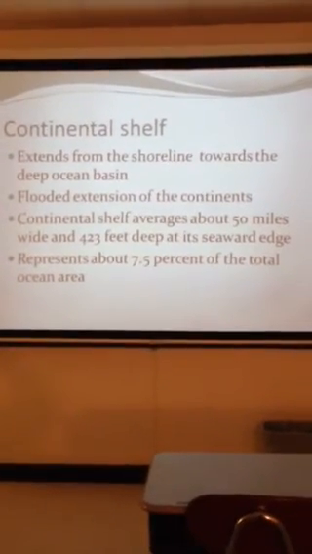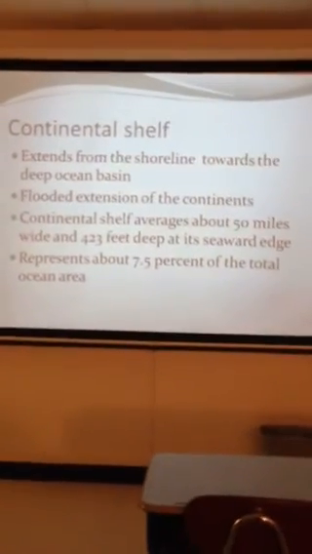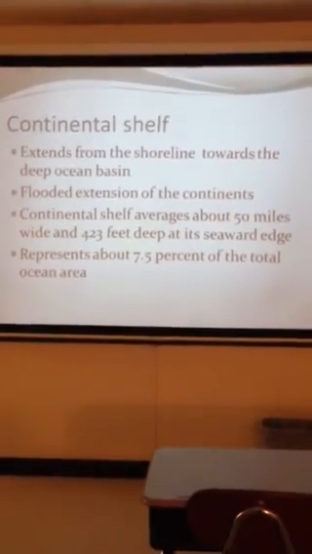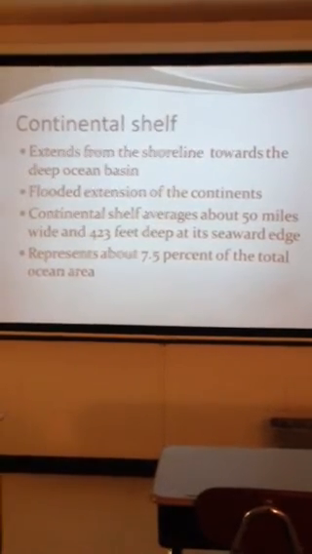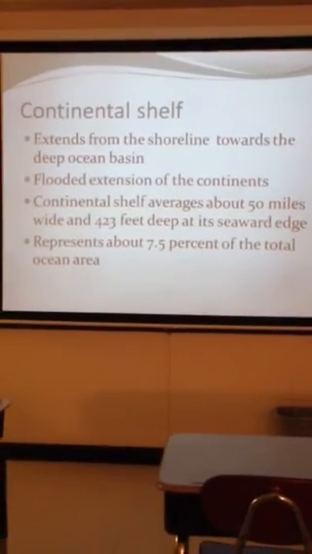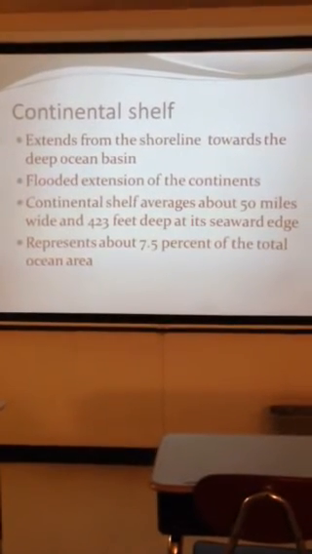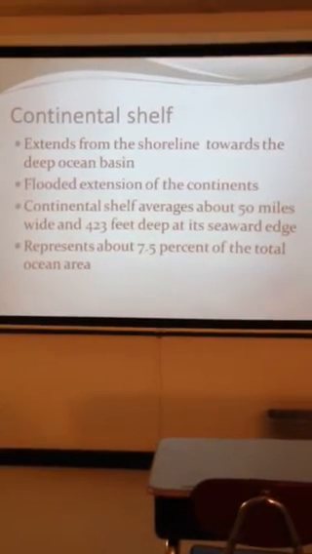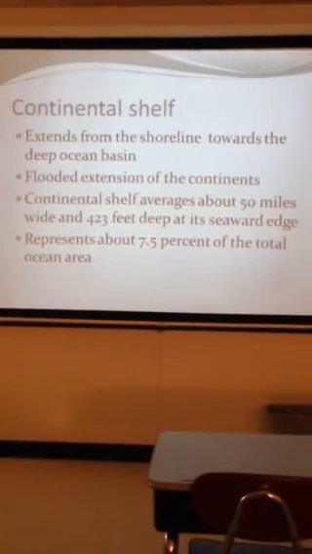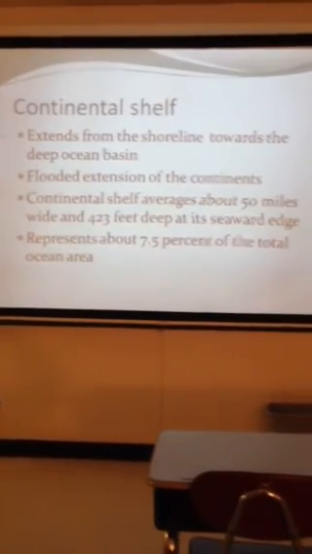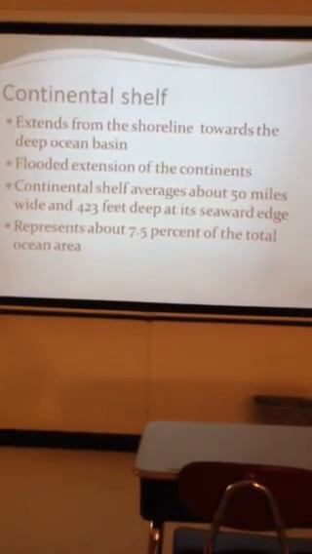The continental shelf extends from the shoreline towards the deep ocean basin or the abyssal plain. This is the flooded extension of the continents, so this is still a part of the continents, but this is the part that is under the water that we cannot see. The continental shelf averages about 50 miles wide and 423 feet deep at its seaward edge, and it represents about 7.5% of the total ocean area. So about 7.5% of the ocean is part of the continents.